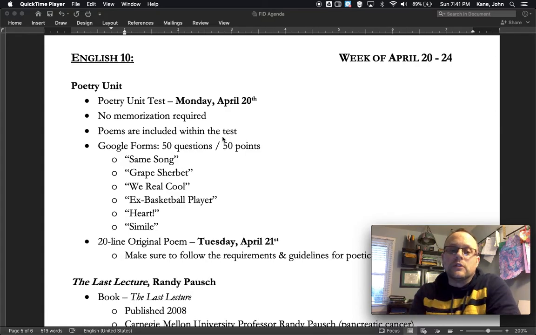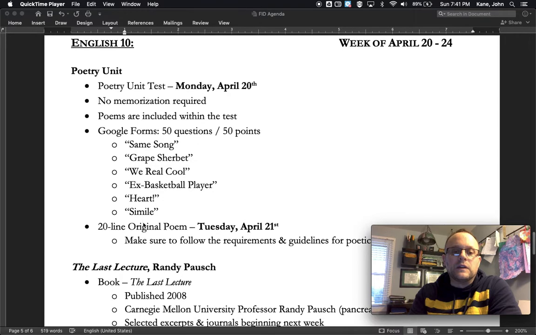All questions are multiple choice, and the main 6 poems that we have been taking a look at, Same Song, Grape Sherbet, We Real Cool, Ex-Basketball Player, Heart, We Will Forget Him, and Simile, are the 6 poems that are included on the test. But again, you'll have copies of those poems that you can take a look at while completing the test. And all questions are multiple choice with I believe 4 answer options for each one.